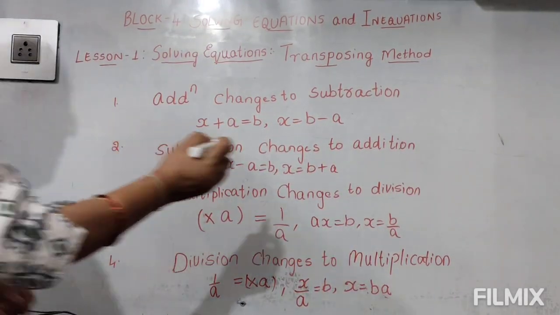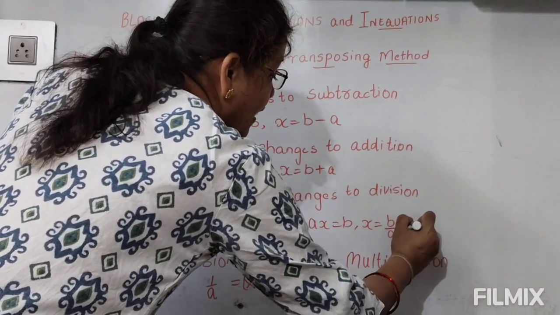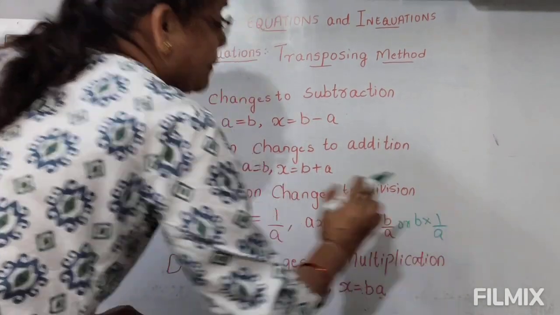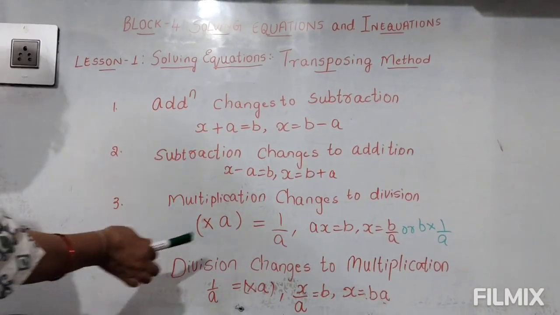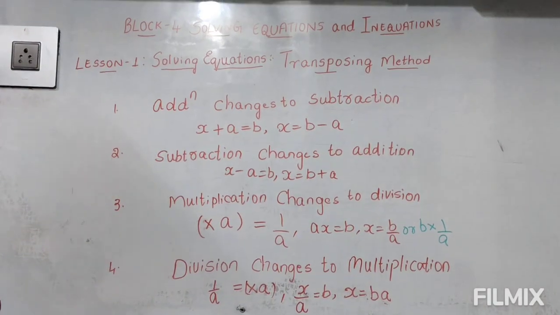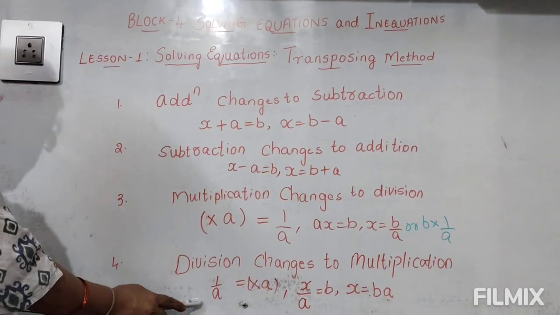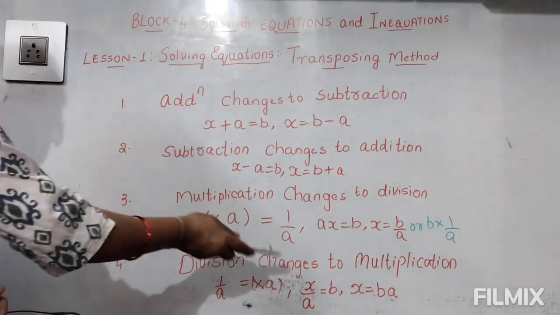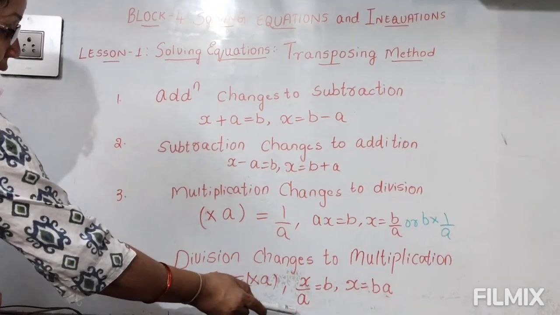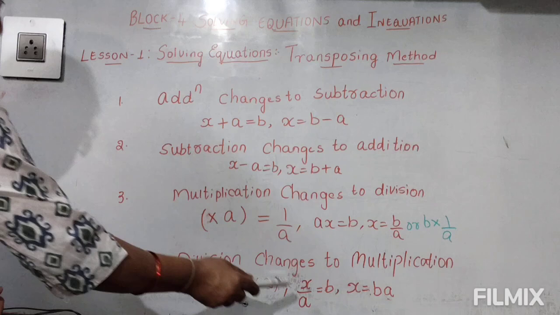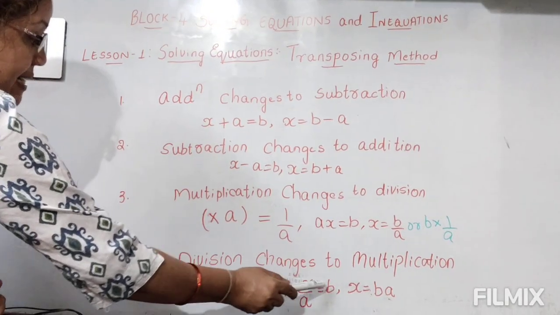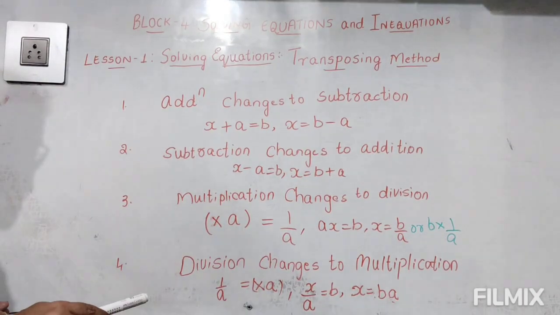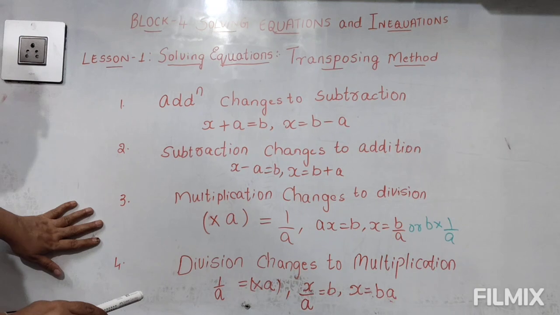B by A, or B into 1 by A, which is nothing but B by A. Division changes to multiplication. This is the division part, which goes up like this, as multiplication. Let's see this example: X by A is equal to B. Just cross multiply like this. X is equal to B into A, BA. Understood? This is how transposing is made.